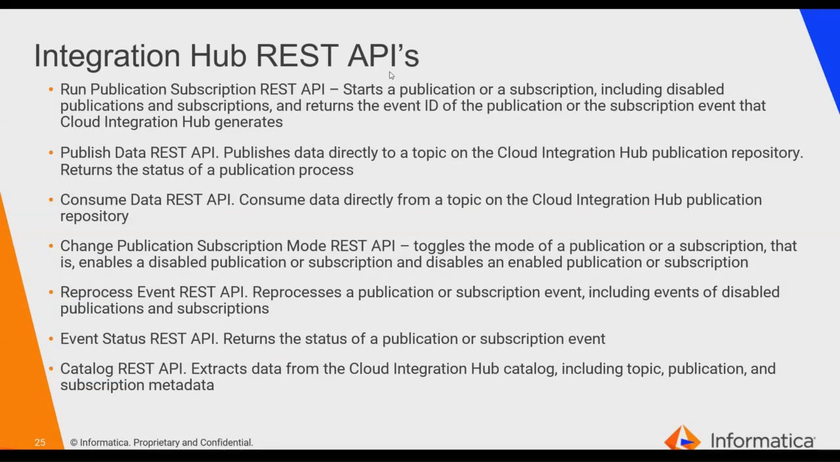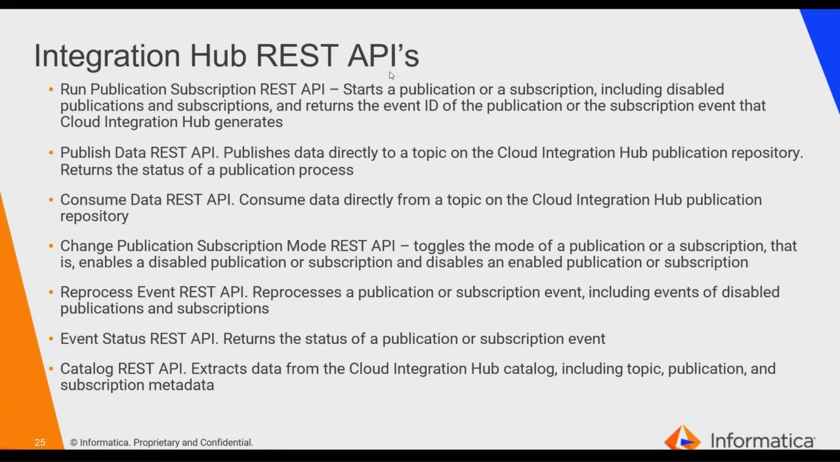We will try and look into some of them, or probably try to talk about it in detail for about 3 of them. The first one being the Run Publication Subscription API. You can use this one to start a publication or a subscription, including the ones which have been disabled. These return an event ID, which is generated at the CIH end. You can use these REST APIs whenever the underlying mechanism of publishing the data into the CIH repository is done by data integration or by a file ingestion task.